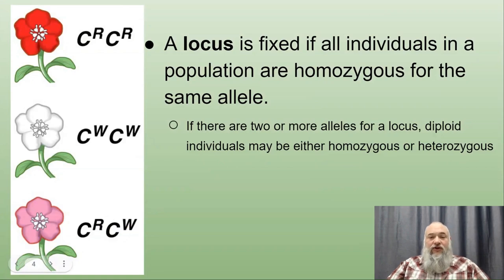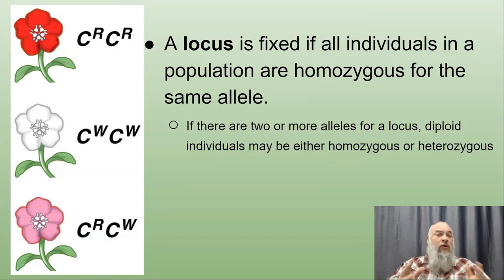So, some terminology. A locus is said to be fixed if all the individuals in a population are homozygous for the same allele. That means there's no difference. Every single individual, for both their alleles, has exactly the same DNA. There's no dominant or recessive or anything else. They're all big R, big R. Nothing else. That's fixed. There's no room for evolution to occur on that particular gene, that locus, because there's no variation on that locus. And that can happen in populations.